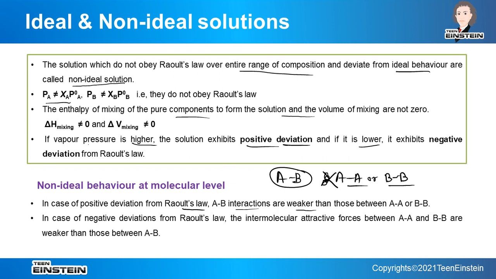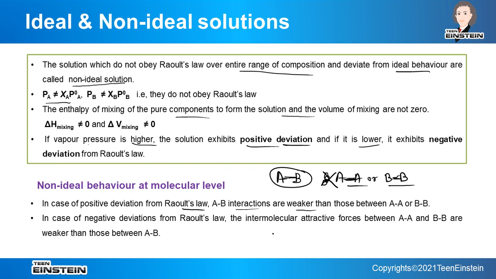Why? Because the new interaction is weaker, they can easily move to the vapor phase, since the interaction between A and B is very weak compared to the previous situation, where the interaction is very strong. So weak interaction means what? They can easily escape from the condensed phase, that is the liquid phase, to the vapor phase, and that is positive deviation.